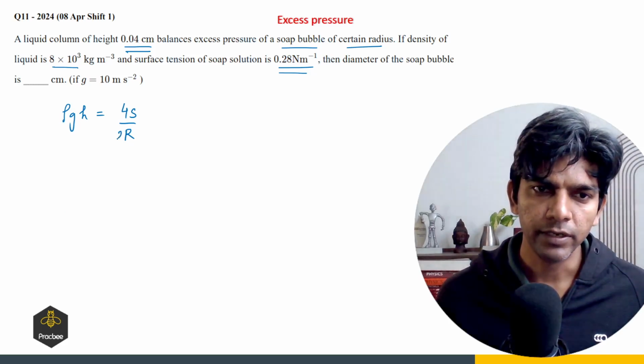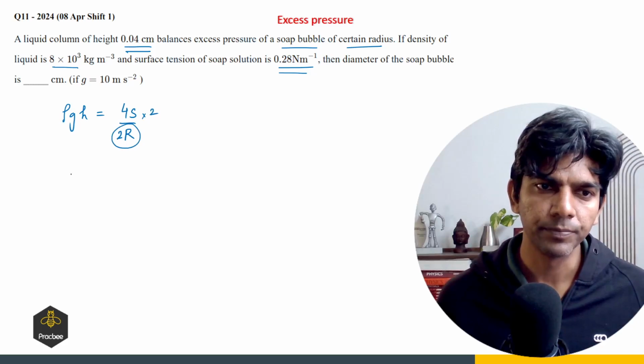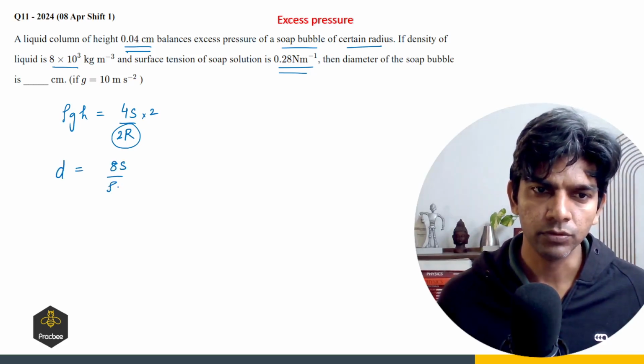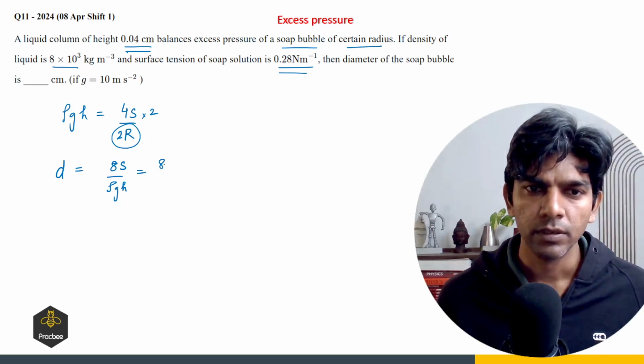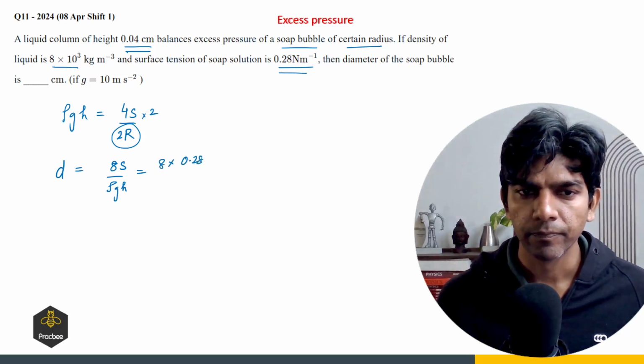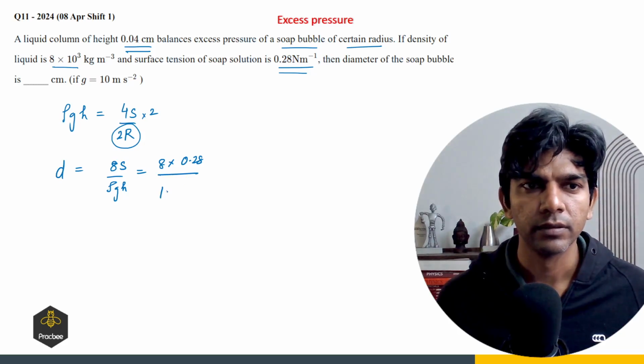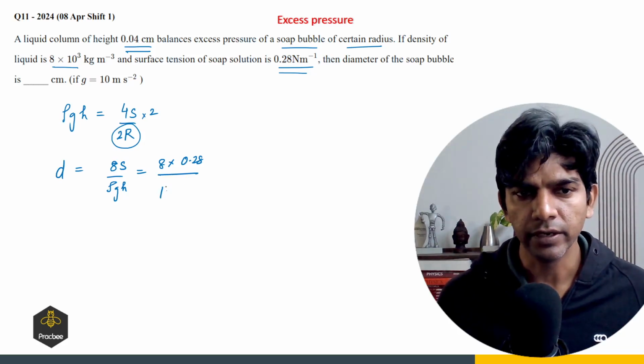So let me multiply this with 2 and multiply 2 in the numerator. So this will become the diameter. So the diameter will be 8S upon rho GH. Let us substitute the values. S is 0.28. Density of liquid is given as 8 into 8000.